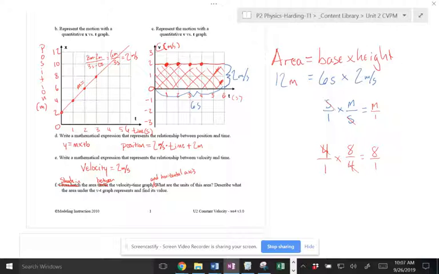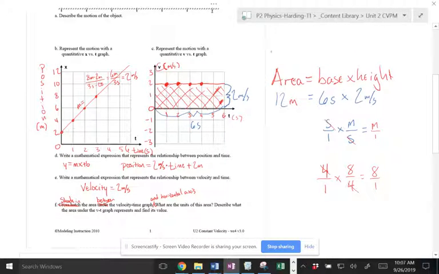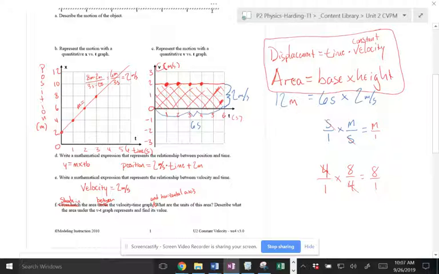It's the displacement. Thank you. Okay. So displacement equals base, which is time, times the height, which is the velocity, or we should maybe say the constant velocity. All right. So that's kind of like an equation or something. But in effect, you're just finding the area of a rectangle.